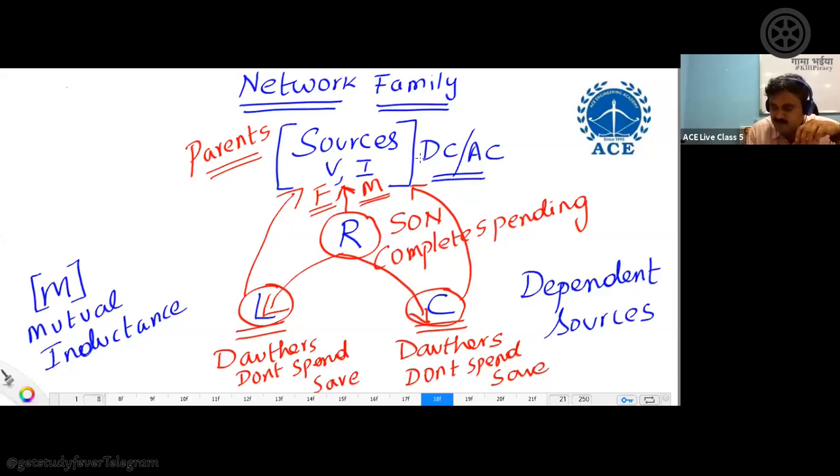Now, these dependent sources are very dangerous. That's the reason I told you, whenever you have a circuit with dependent sources, be very careful. These are relatives. Very dangerous guys. These people will not stay with you permanently. They will come for one day or half a day, create some problem and go.